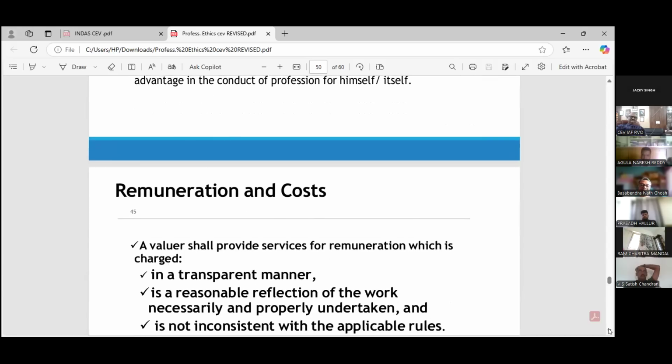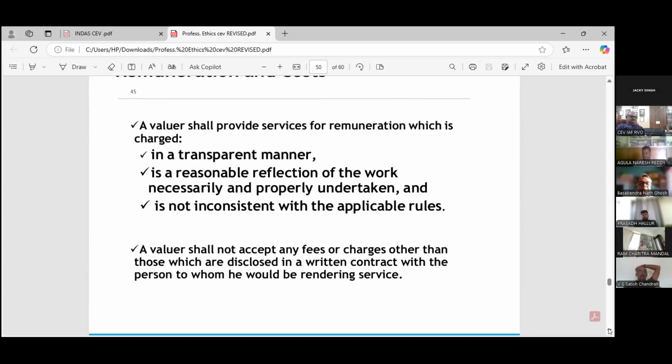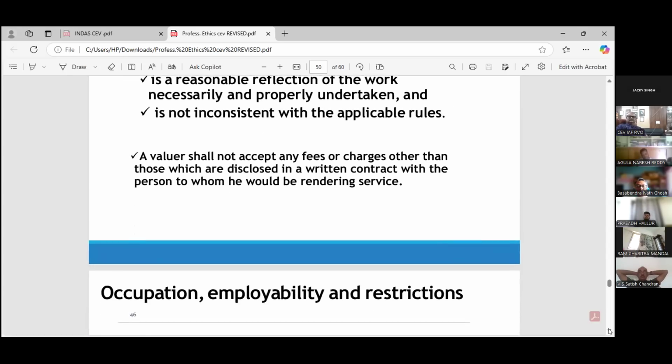Then we have remuneration and cost. A valuer shall provide service for remuneration which is charged in a transparent manner. It should be a reasonable reflection of the work necessarily and properly undertaken, and not inconsistent with the applicable rule. In that case, you have to receive the remuneration. A valuer shall not accept fee or charges other than those which are disclosed in the written contract with the person to whom he is rendering the service.